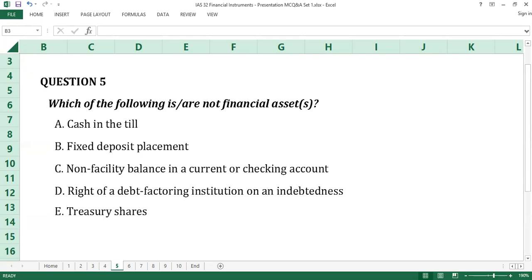Question number 5. Which of the following is or are not financial assets? A. Cash in the till. B. Fixed deposit placement. C. Non-facility balance in a current or checking account. D. Right of a debt factoring institution on an indebtedness. E. Treasury shares. Time counts.